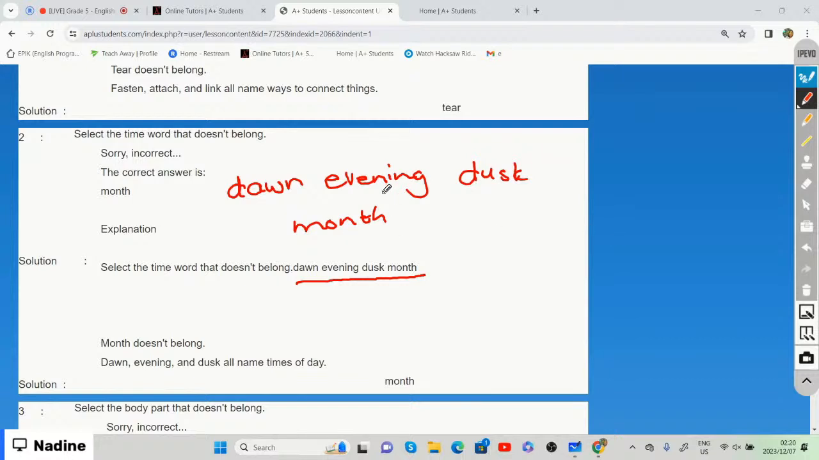So basically, when it comes to times of the day, right? The time of the day is either at dawn, in the evening, or dusk, right? That's time of day. So now, if we were to select the word that is not part of the time of the day, which word would that be?